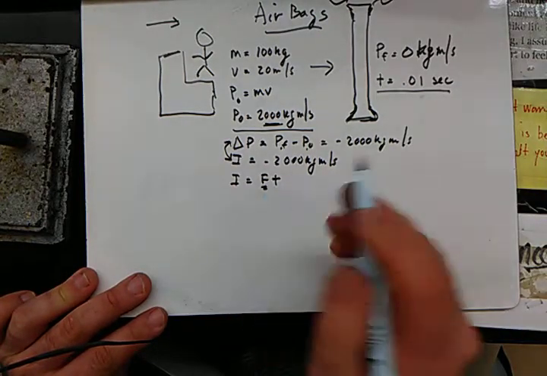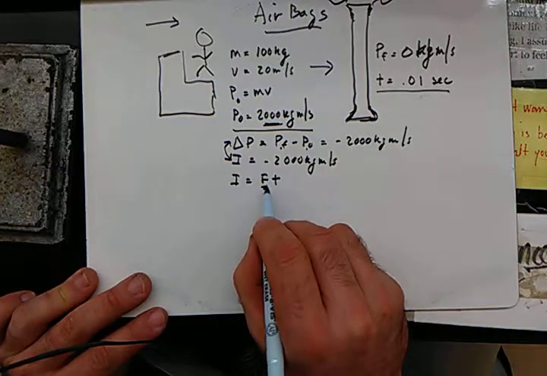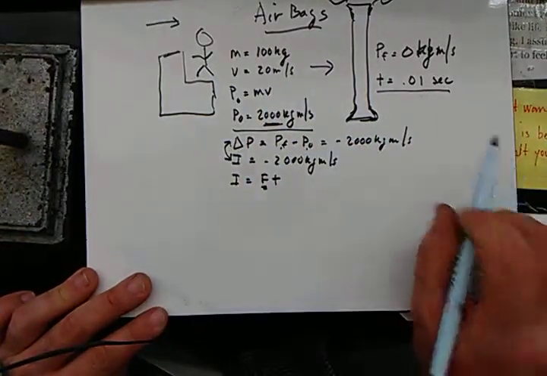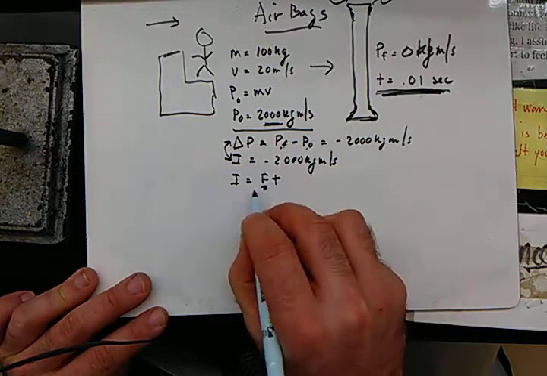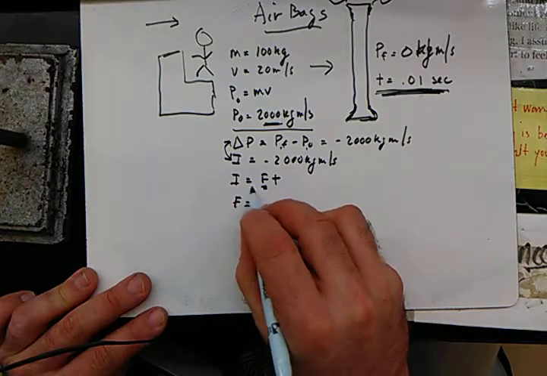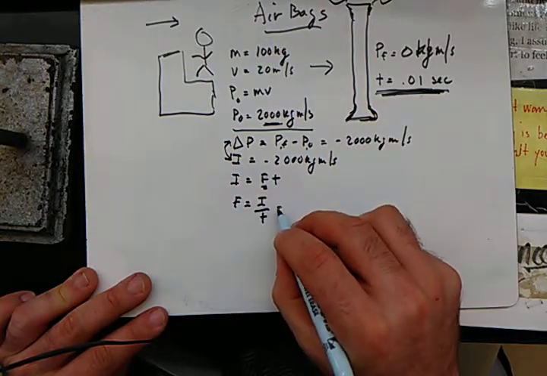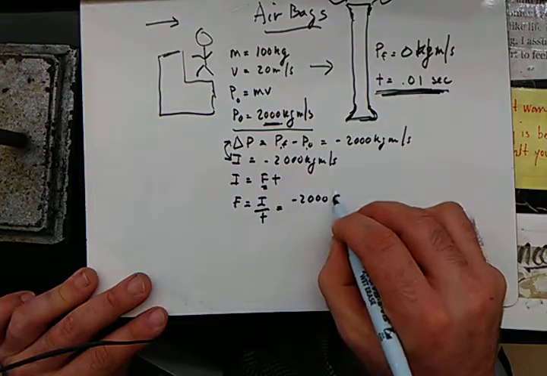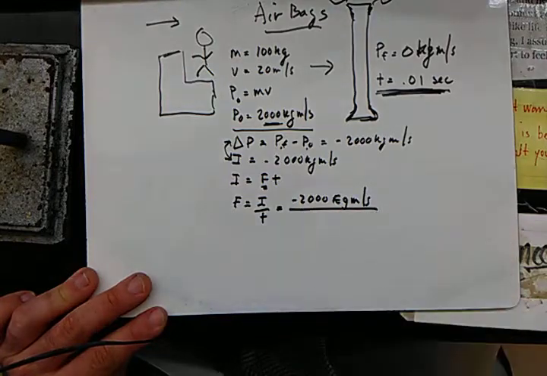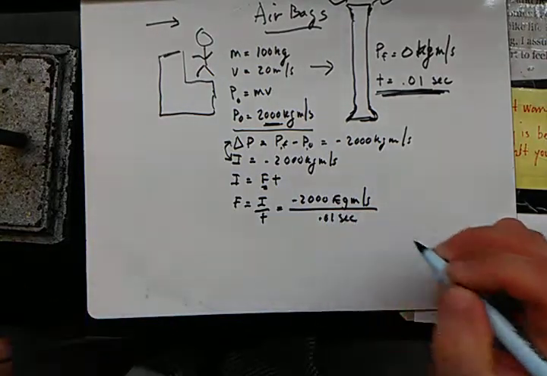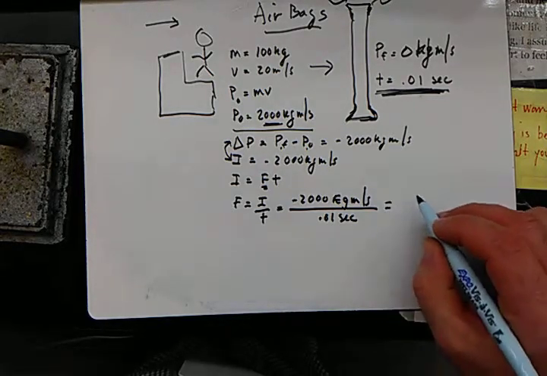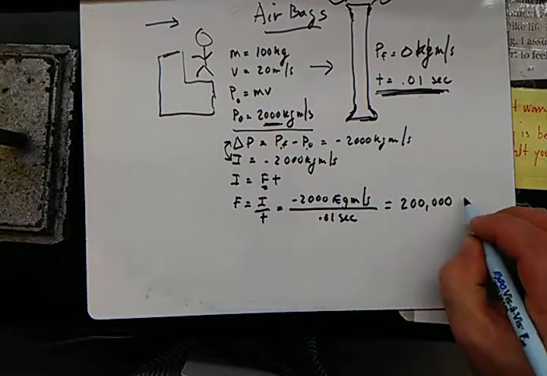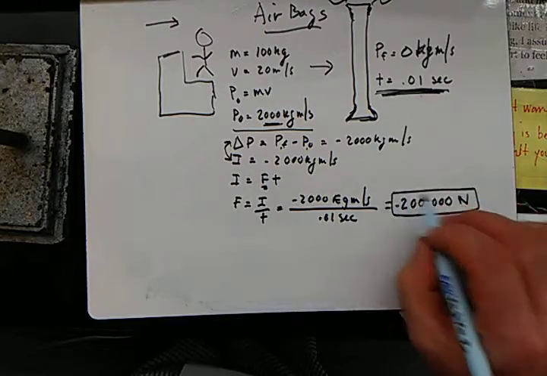The force, which we know isn't measured in newtons or apples, the force felt on this person going 20 meters per second, slowing down at this rate, is going to be tremendous. So let's look at it. Force felt is equivalent to impulse over time. Impulse is negative 2,000 kilogram meters per second, and the time is 0.01 seconds to slow down. So let's figure out the force on this person. Holy mackerel. Wow. 200,000 newtons.